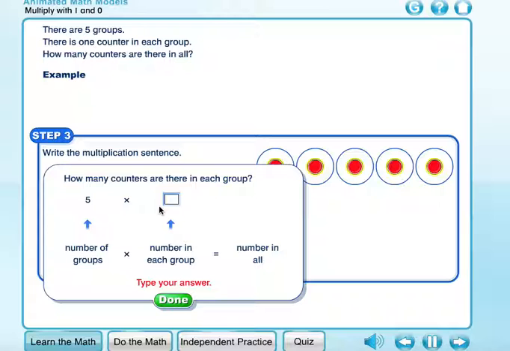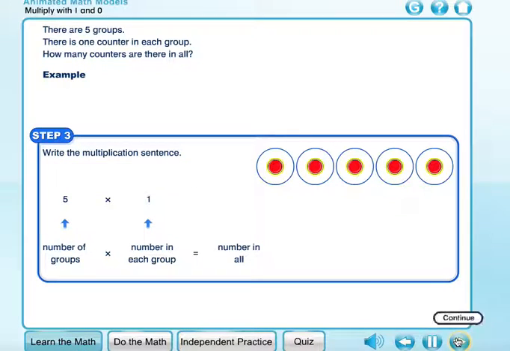How many counters are there in each group? Type your answer. How many counters in each group? There's just 1 in each group. So now we have 5 times 1. This is the identity property. Any factor that's multiplied by 1 is the other factor. Okay? Let me erase so she didn't get mad at me. That's right. The correct answer is 1. There is 1 counter in each group.